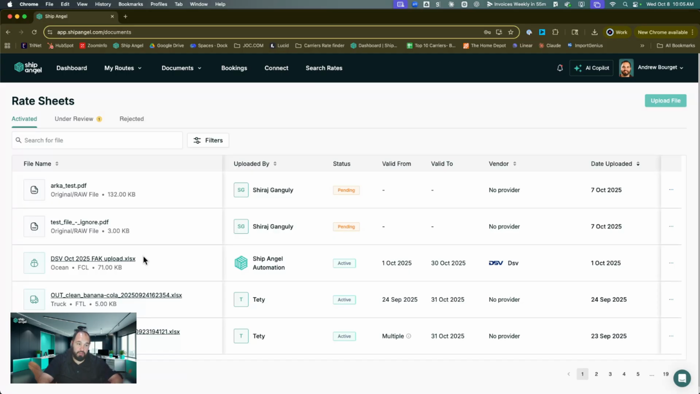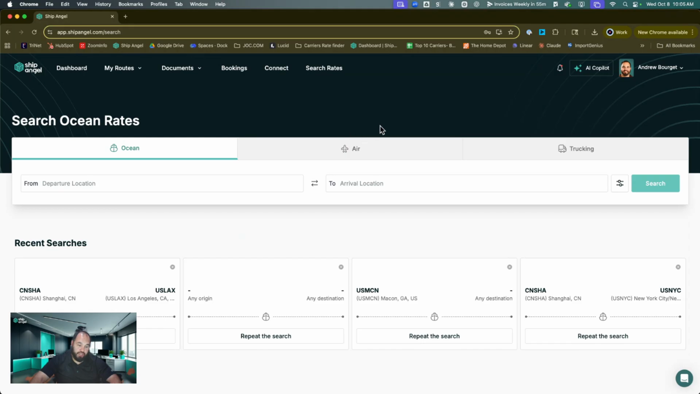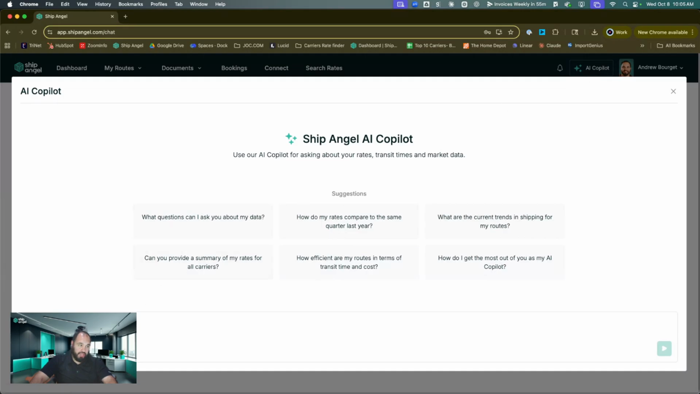Every time a rate gets uploaded, every time a rate is negotiated, it lives inside the ShipAngel platform. And so you always have access to these rates as they come through. What's super useful additionally is, another place that we use artificial intelligence is the idea of our AI copilot. And so from here, you can start to use our AI system that we have built internally to understand your rates without having to search for those answers.